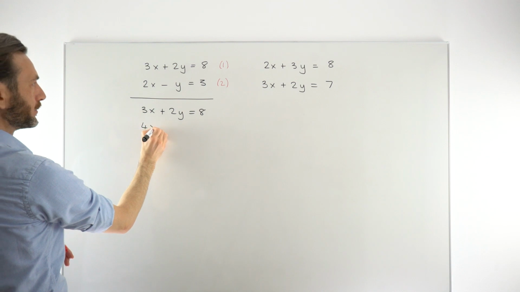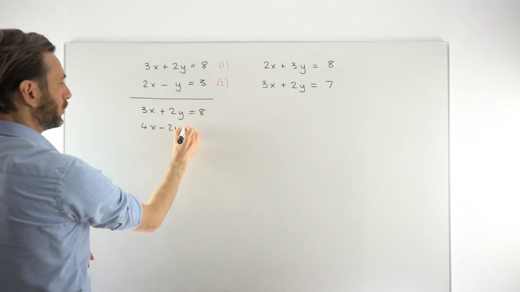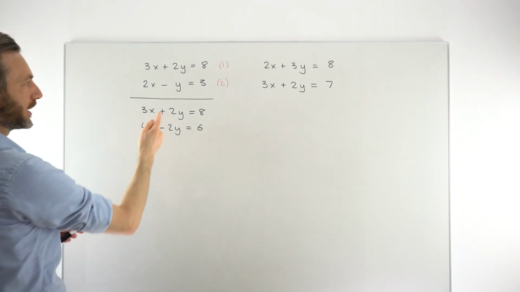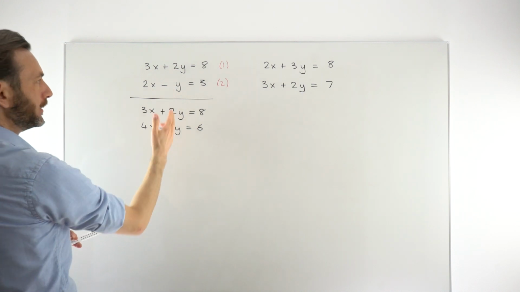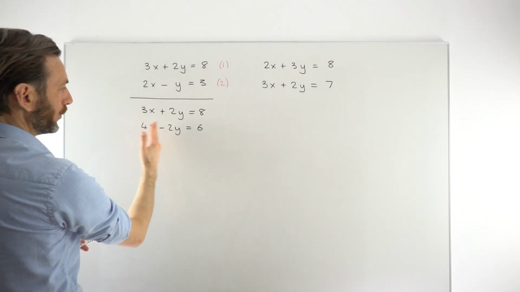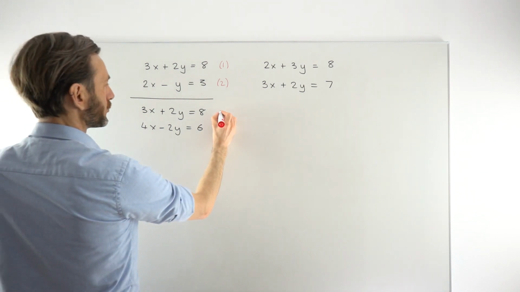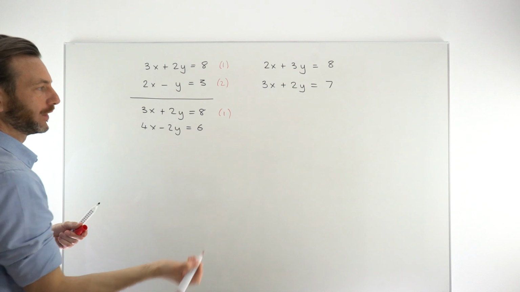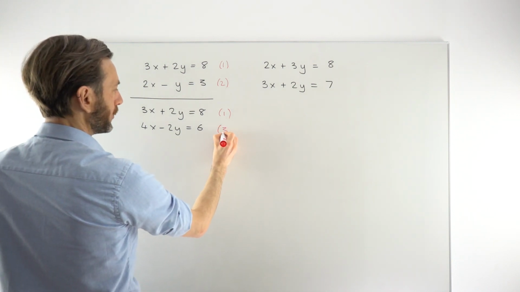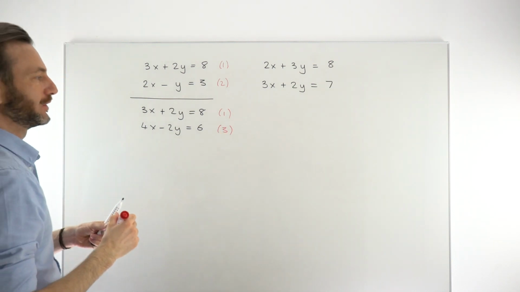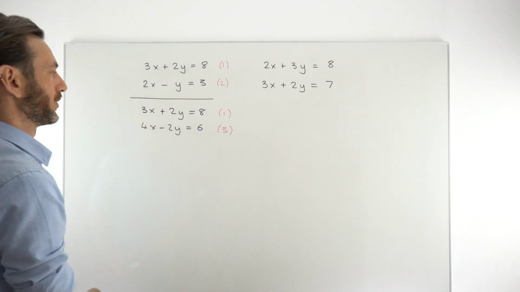Equation 2 now becomes 4x minus 2y equals 6. A common mistake is to multiply the variable that you're interested in, but not the others. So remember to multiply everything by 2. Equation 1 has remained unchanged, so I'm going to keep calling that equation 1. Equation 2 is now modified into a new version, so we'll call that equation 3 just to keep track.